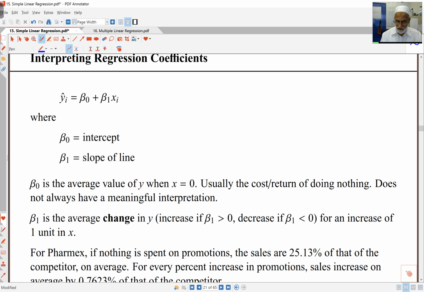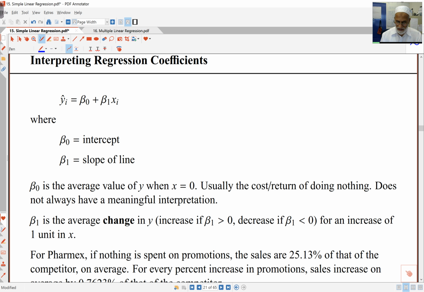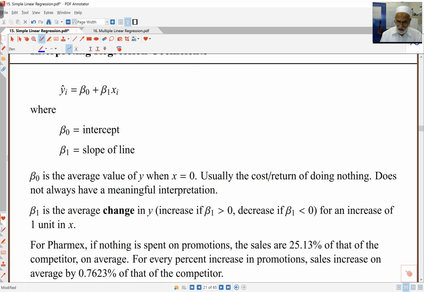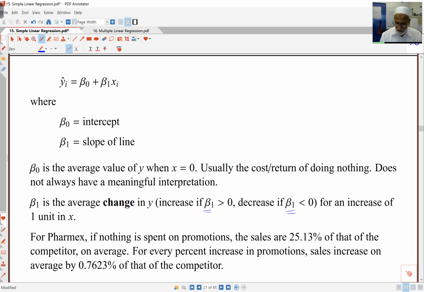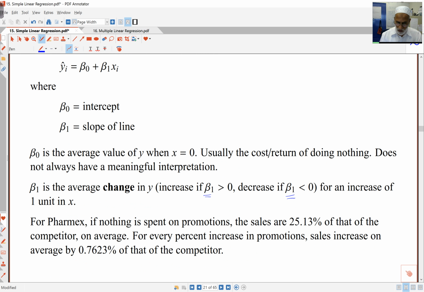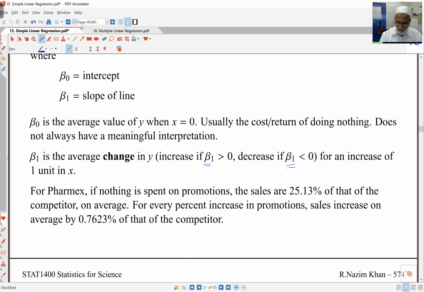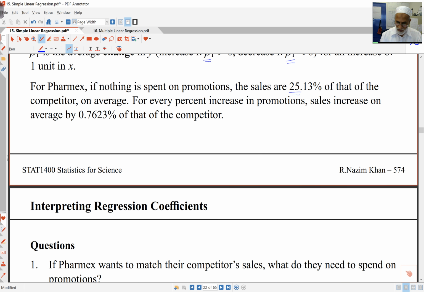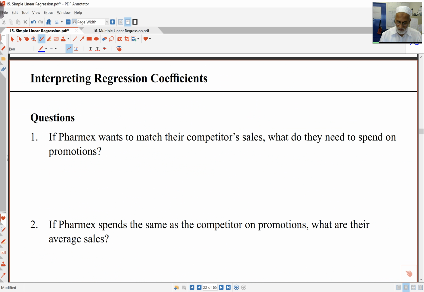And finally, just what we said earlier, interpreting the coefficients. Beta naught is the intercept. That's essentially for doing nothing. Beta 1 is the slope. So it's the average change in y. That will be an increase by beta 1 if beta 1 is positive, and a decrease by beta 1 if beta 1 is negative, for a unit increase in x, a change in x by 1, whatever the unit is. Then y will change by beta 1. So here, if FARMX does nothing on promotions, it actually sells 25.13% of its competitor. For every percent increase, it sells 0.7623 more. So the questions here are, if FARMX wants to match their competitor's sales, what should they spend on promotions?